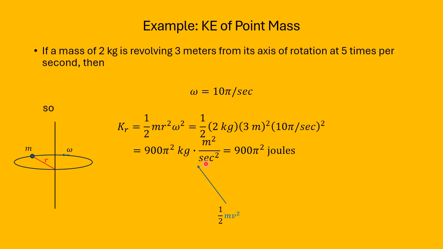Now, if we think about it for a minute, kilogram times meter squared divided by second squared is a unit of energy which we call the joule. And so the kinetic energy of rotation is 900 pi squared joules. Notice that we got a pi squared here, and that was because we had an omega squared here, and omega happened to depend on pi.